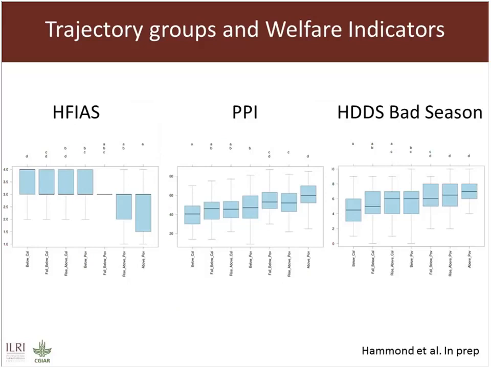But the relationships are even stronger when we look at the PPI, the poverty indicator: a strong relationship between our grouping and the poverty scores. The last one is HDDS, the household-level dietary diversity score in the worst season, as the farmers define it. On the y-axis you see the number of food groups within that dietary diversity score, and there is again a strong relationship between our grouping and household dietary diversity score. That gives us trust that our grouping is meaningful in terms of welfare and well-being indicators, not only focusing on calories and food availability, but also on dietary diversity and poverty. So that gives us quite a lot of trust in our grouping.